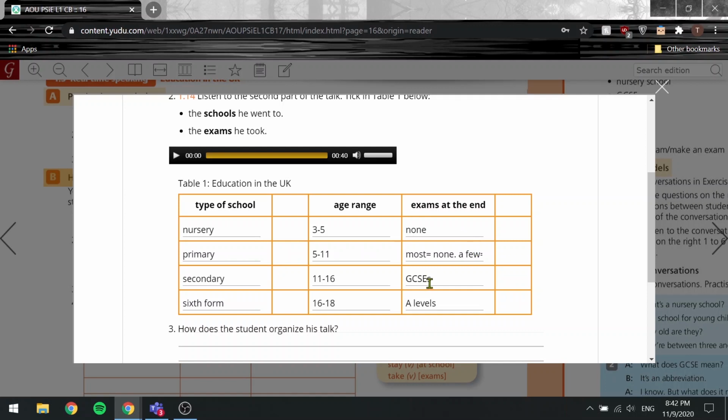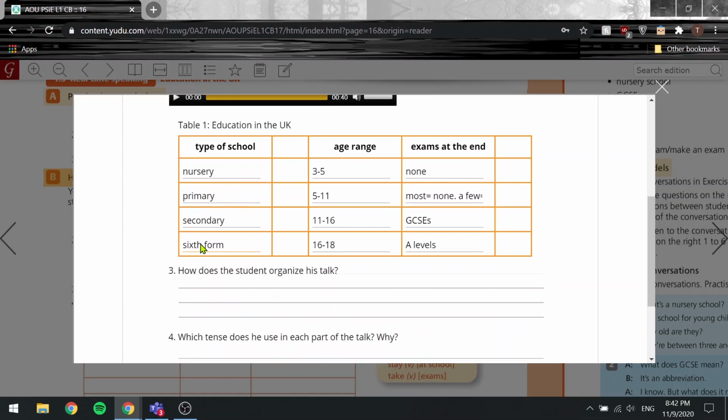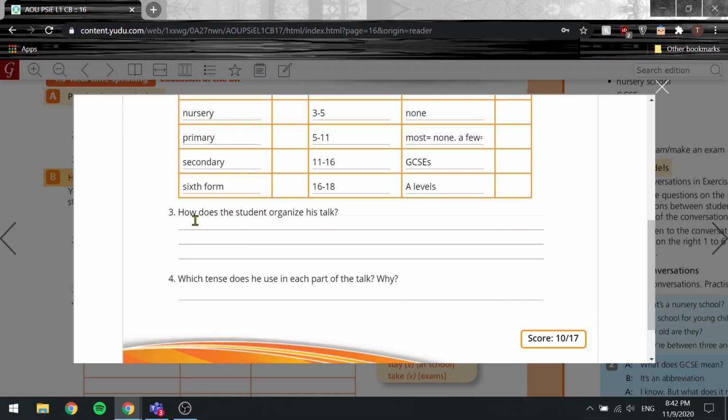And for the exams, he took GCSEs and he also took A-levels, but he didn't mention if he went to sixth form, this type of school. So we're not going to tick this. So we're going to tick primary, secondary, GCSEs, and A-levels. Okay? Now let's go to exercise or question 3.